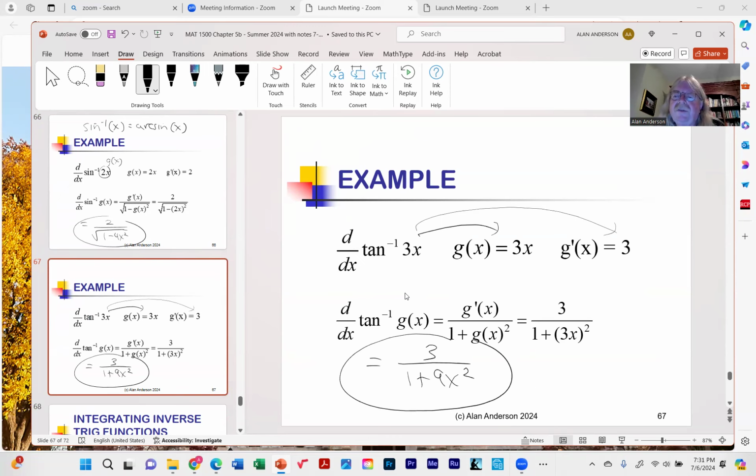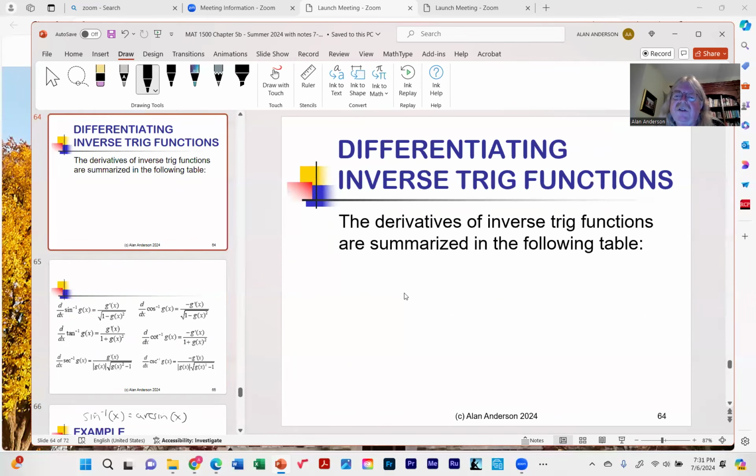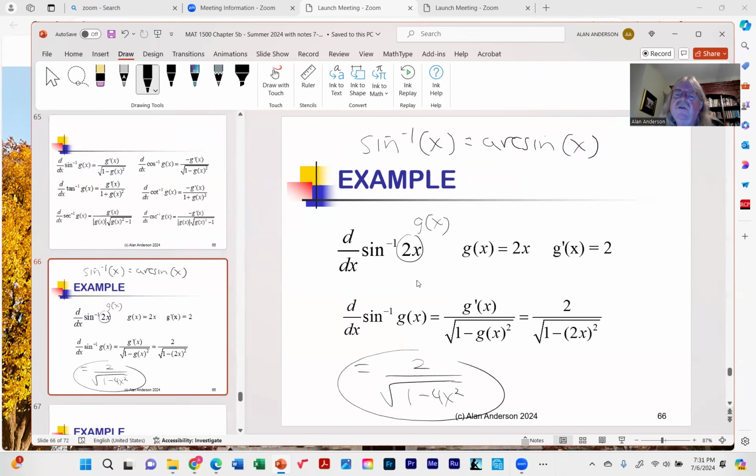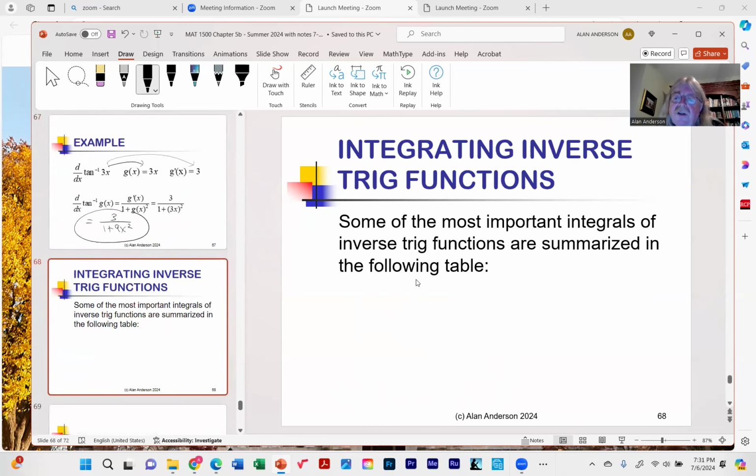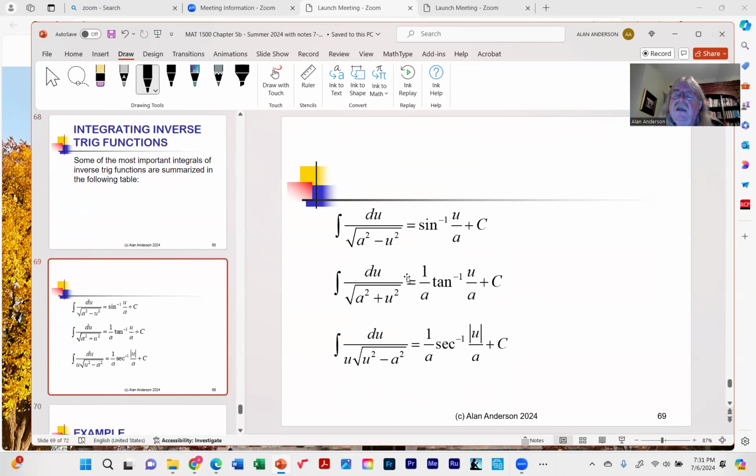Now, if you can take derivatives of these inverse trig functions, as they're called, you can also integrate them. Now, we've already started to do some of this. The table in the back of the book has all of them listed. I picked these out because these are the ones you're most likely to run into. And you can see they kind of look familiar. It's a little trickier because you have to recognize when you run into a problem like this that it is in fact an inverse trig function.